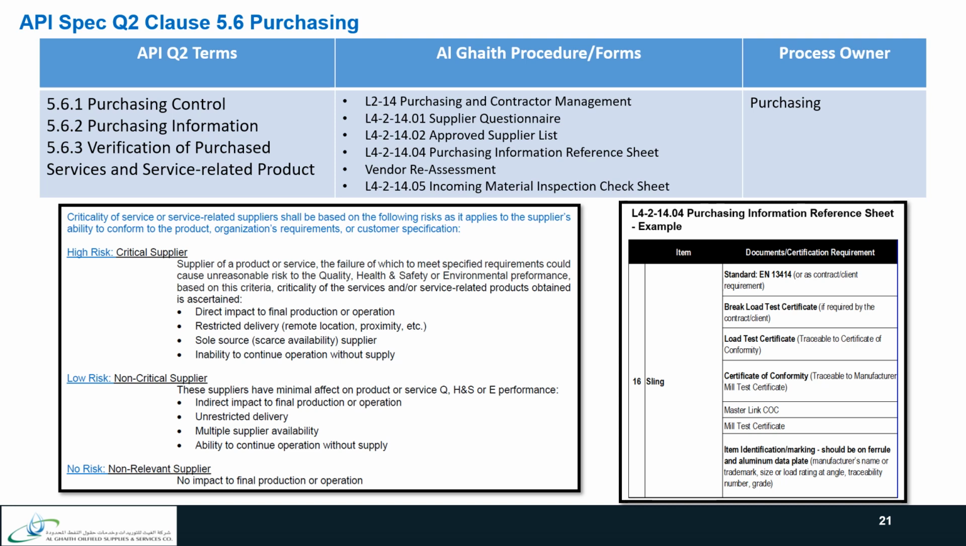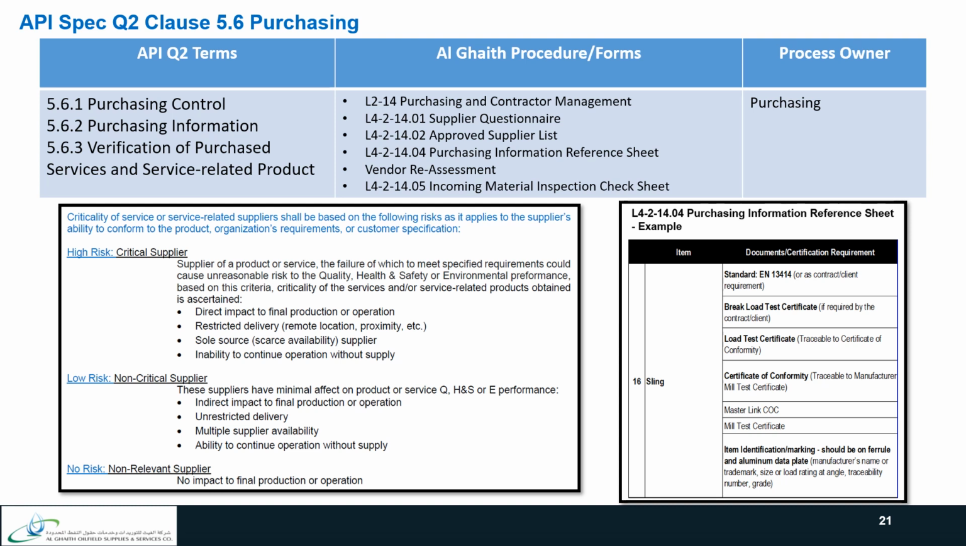Provide load test certificate and certificate of conformity. Complete type and dimension of the sling. Item identification such as manufacturer's name or trademark, size or load rating, traceability number, grade. When purchased items are received, critical items need to be inspected using L4214.05 Incoming Material Inspection Check Sheet by either QC inspector or personnel who have knowledge on the item received.